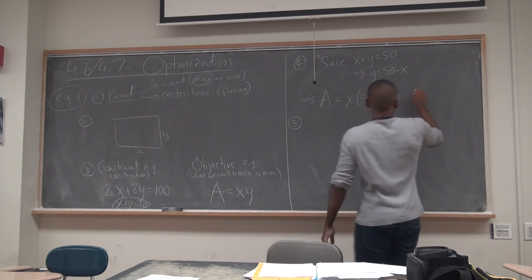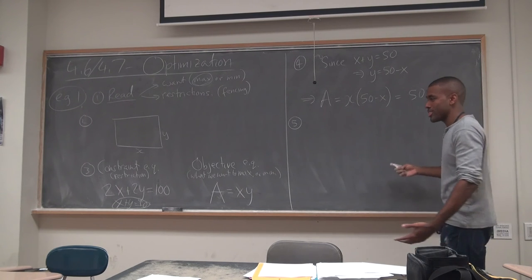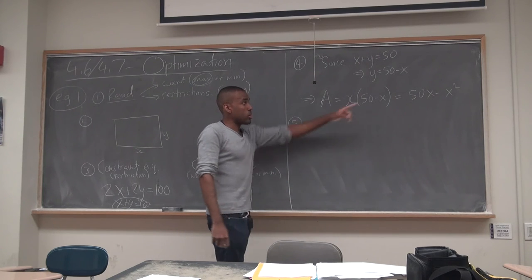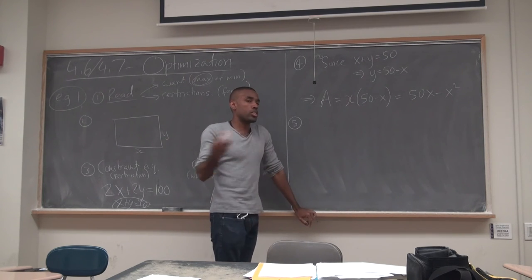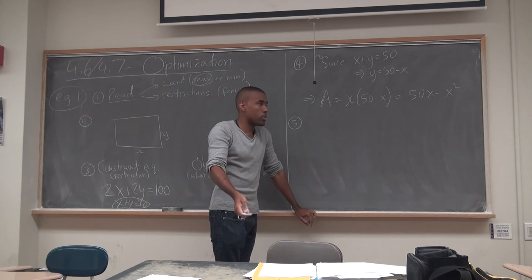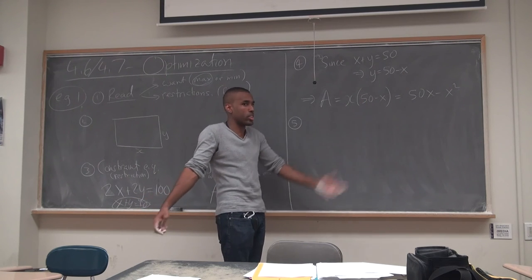So here's this function, which is 50x minus x squared. I would not use the product rule, that's a waste of time. I'll just multiply it out, it's a power rule problem. I want to find the maximum of that function. Sure, it's a quadratic. Sure, I could use the formula for the vertex. But let's try calculus, because you might not always have a quadratic, you could have something else.